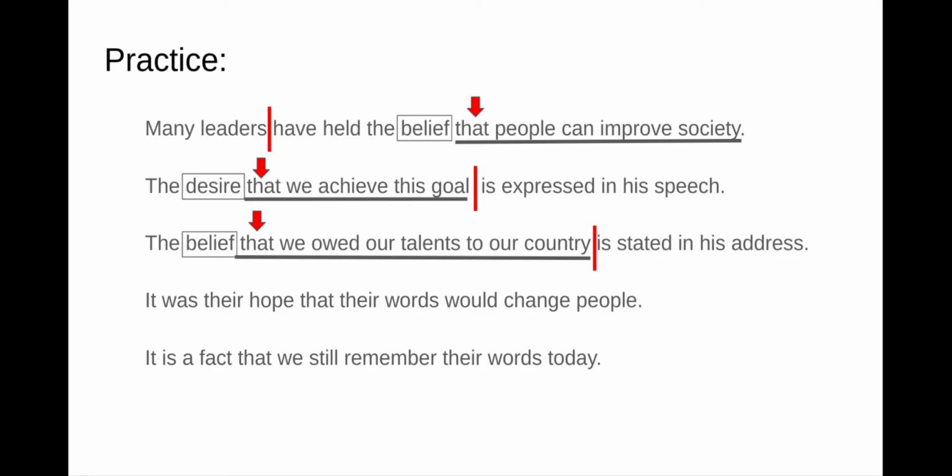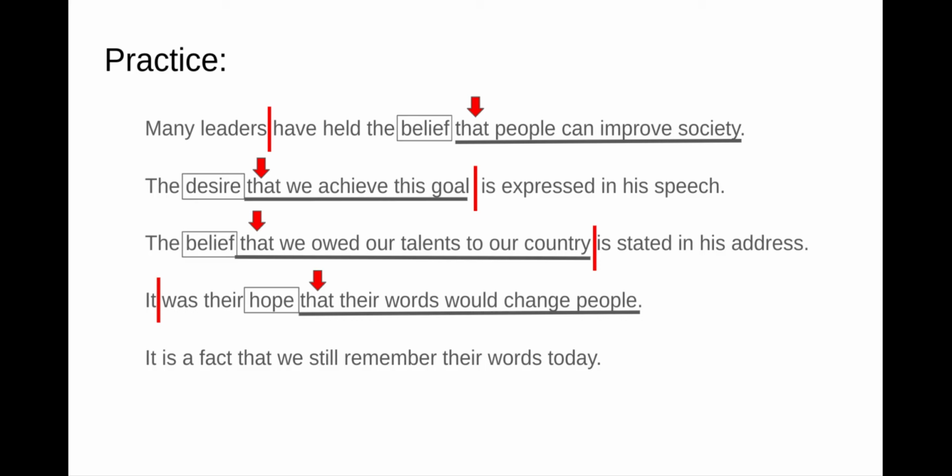Next one. It was their hope that their words would change people. So let's divide this by subject and predicate. Where should we do that? If you said right there in between it and was, you are correct. Now, our next step is to find that introductory word. Again, it is that. Now, because it is after the main verb, we're going to go from that all the way to the end of the sentence, that their words would change people, and that is describing the noun hope.